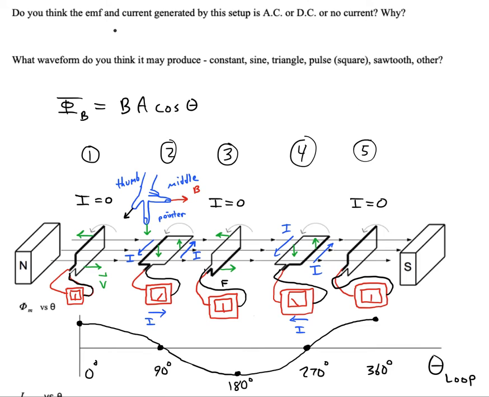So the type of electricity generated by this setup is AC. The reason why is because we have a loop rotating 360 degrees in a magnetic field. The type of waveforms that are produced will be sine and cosine waves.